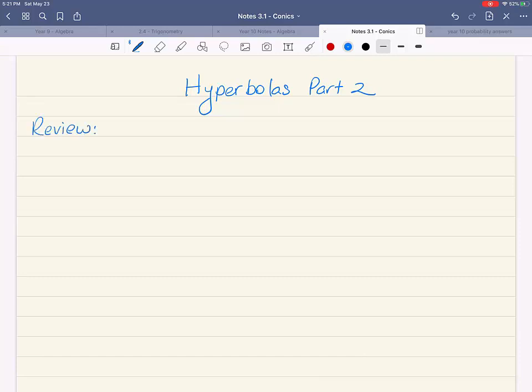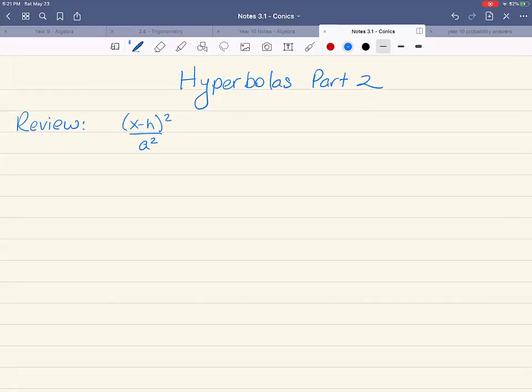The main difference between the hyperbola equation and the ellipse equation is the fact that the hyperbola equation is subtraction. X minus h, the quantity squared, over a squared, minus y minus k squared over b squared equals 1. Now, think about this for a minute. Which way does this hyperbola open? Left and right, or up and down? And how do you know? This one opens left and right because of the fact that the x fraction is positive.